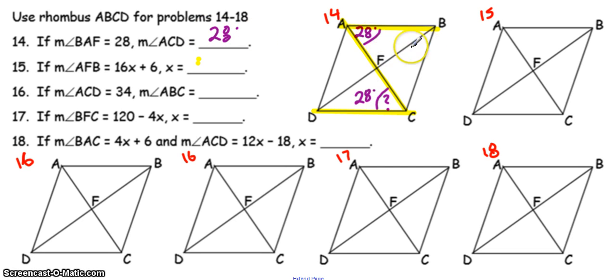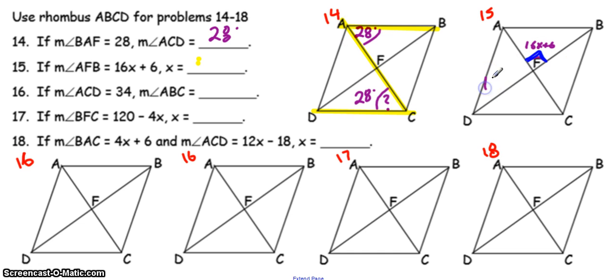For 15, the measure of angle AFB is 16x plus 6. So AFB is 16x plus 6, and that's this angle right here. Well, do we know anything about a rhombus that can help us in this situation? Well, we do know that the diagonals are perpendicular in a rhombus, which means that this is a 90-degree angle. And that's all we really need to know to solve this problem.